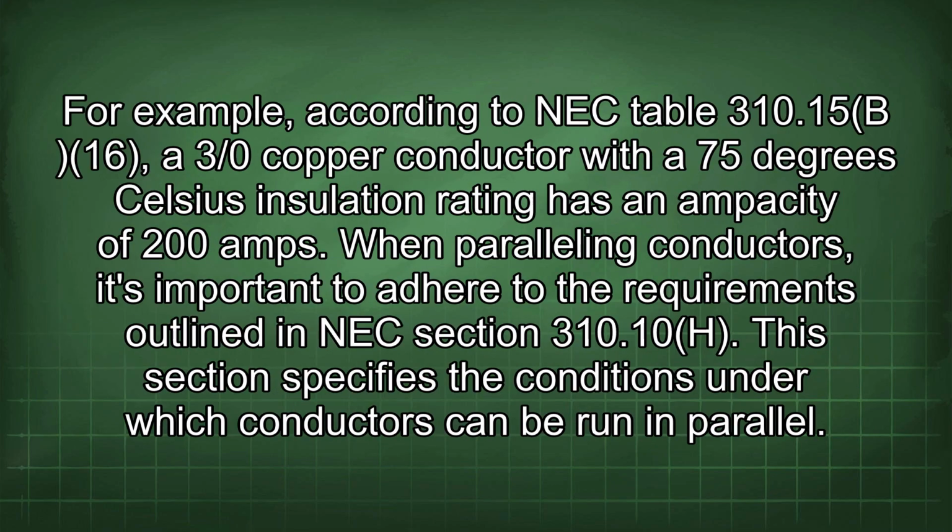For example, according to NEC Table 310.15(B)(16), a 3/0 copper conductor with a 75 degrees Celsius insulation rating has an ampacity of 200 amps. When paralleling conductors, it's important to adhere to the requirements outlined in NEC Section 310.10(H). This section specifies the conditions under which conductors can be run in parallel.